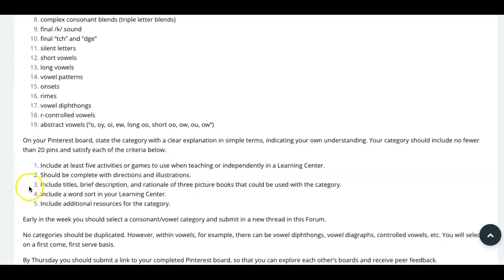You also need to include titles, a brief description, and rationale for using 3 picture books that could be used with this category. Please don't just write down the titles of the books. You also need a brief description and your rationale for using them. You need to include a word sort, and you also need to include additional resources for your category.